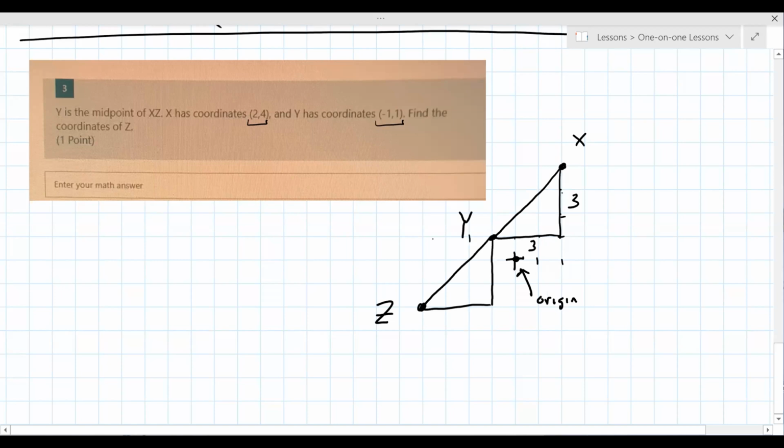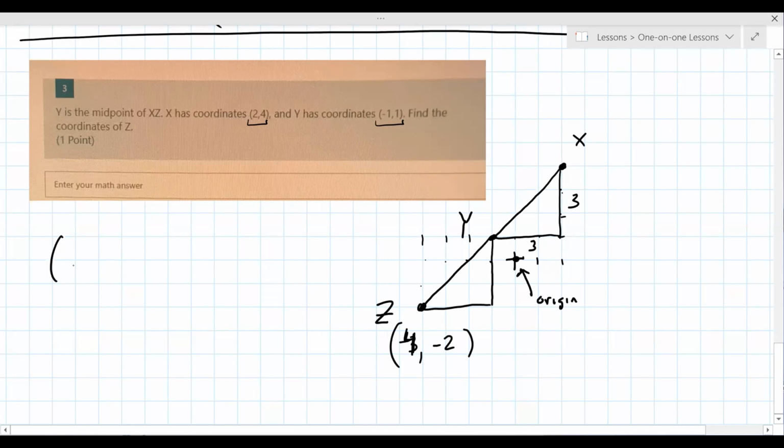You go left 1, 2, 3. So it's -3 comma. I'm sorry. This is the origin. 1, 2, 3, 4, -4, comma, and then it's down to -2. So let's look at another way to do this.